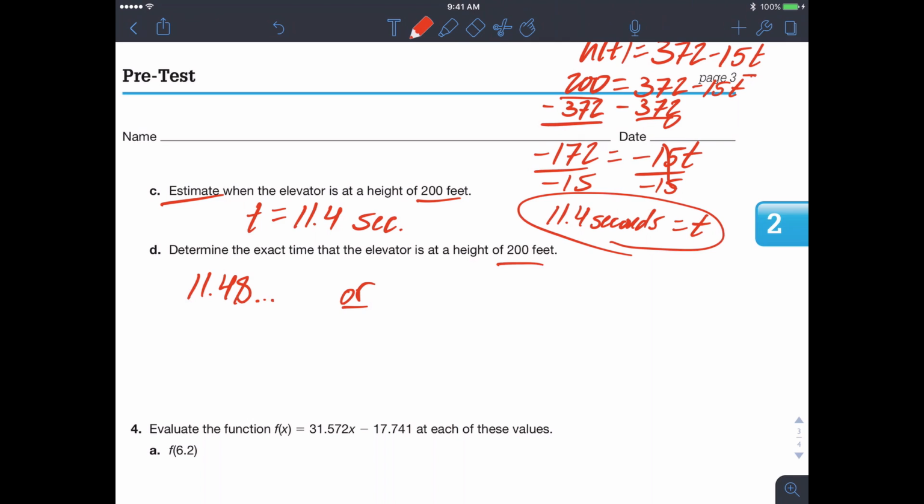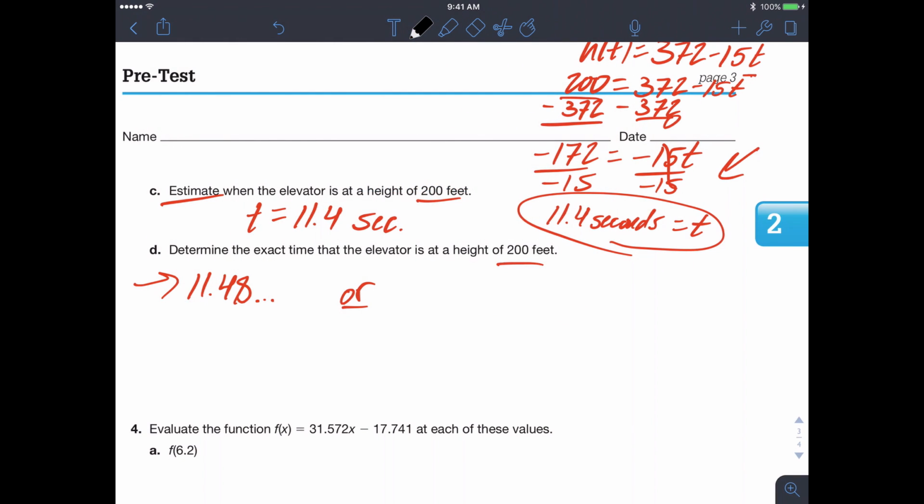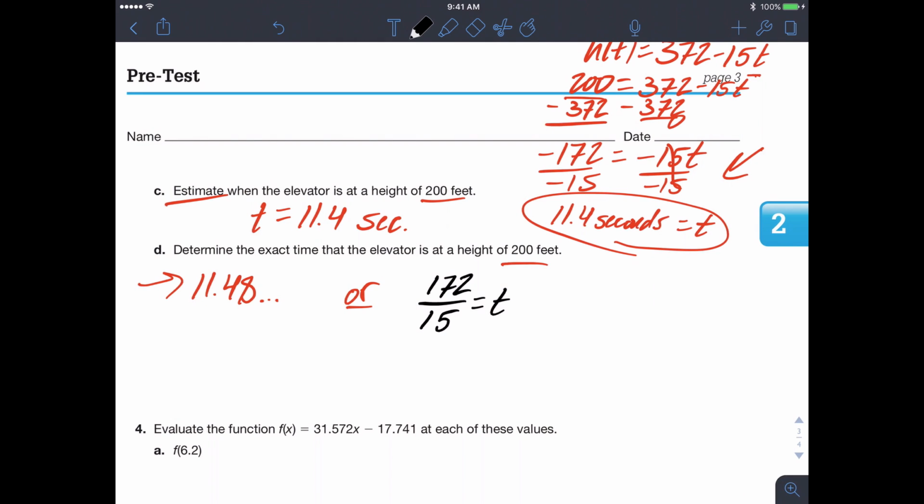Or, and I'll let you guys check this one out, the exact time when it'll be is up here. The exact time will be at 172 over 15. And yes, you don't say, oh yeah, at 172 over 15, that time it'll be 200 feet, but that's an exact answer. Okay? This is an approximation. This is just a really good guess. This is an exact answer. So, I'll let you check this one out.